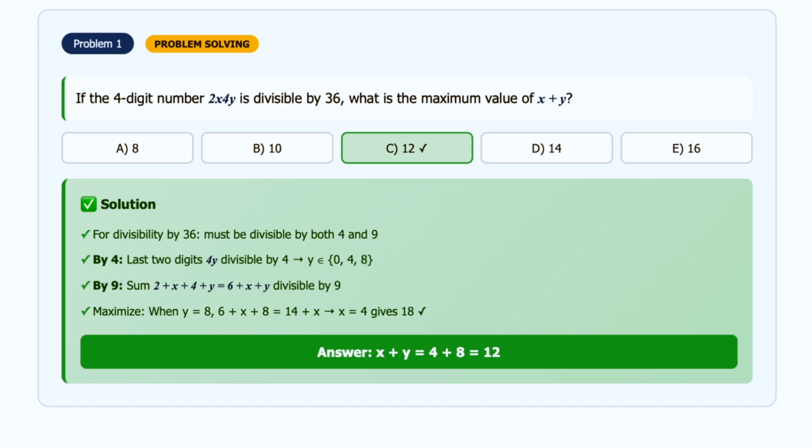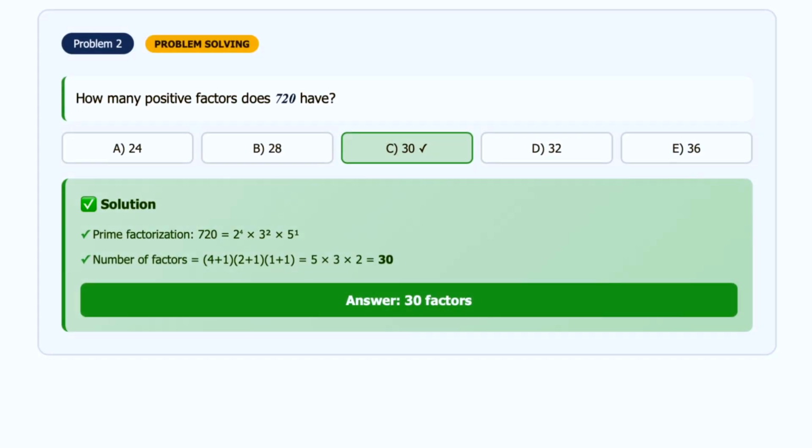To maximize x plus y, try y equals 8. Then 14 plus x must be divisible by 9, so x equals 4. Therefore, x plus y equals 12. The answer is C. Problem 2. How many positive factors does 720 have?